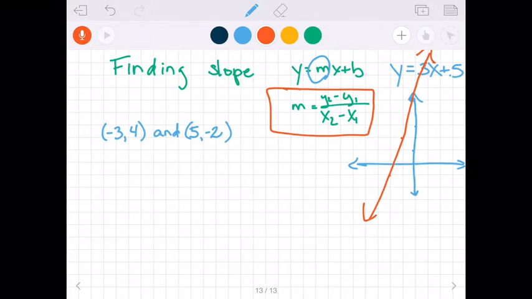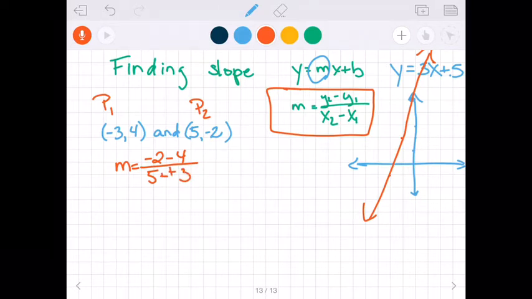Now, it doesn't matter which one is y2 or y1 or x2 or x1. You just have to be consistent. So I'll just stick with red here. M equals, I'm going to say that this is point 2 and this is point 1. So my y2 is -2 and my y1 is 4, over my x2 is 5 and my x1 is -3. So 5 minus -3, obviously that becomes a plus.